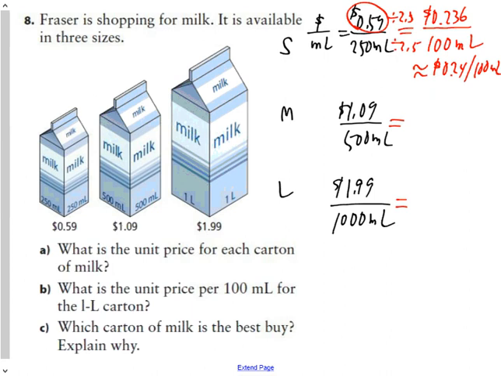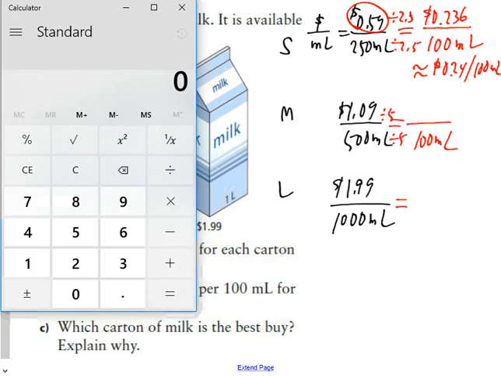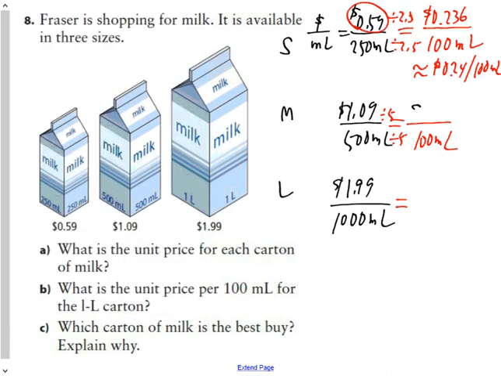In the second case, if I'm also going to take it to 100 mils, I'm going to divide by 5, because 500 divided by 5 is 100. Take your $1.09, divide it by your 5, and you figure out that this is approximately 21.8 cents, or approximately 22 cents per 100 mils. Slightly cheaper than the small.